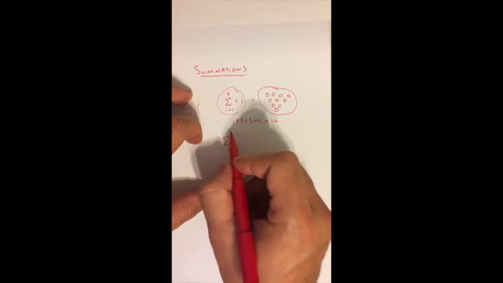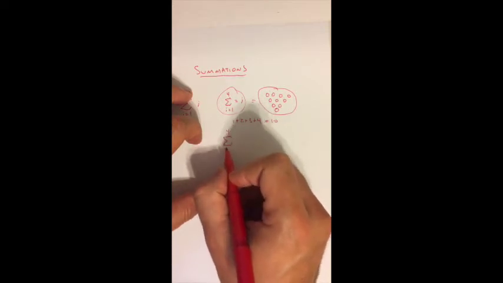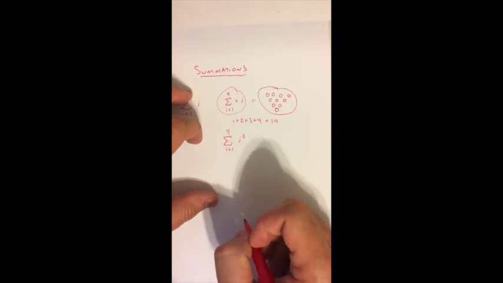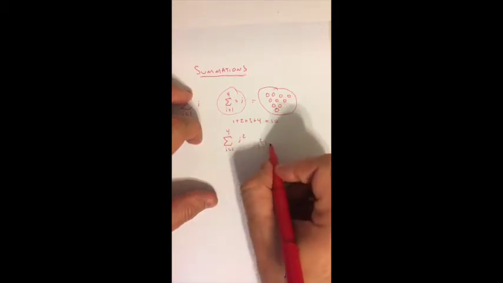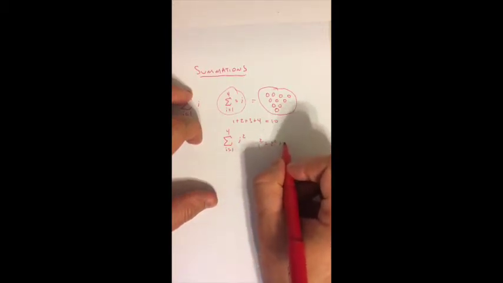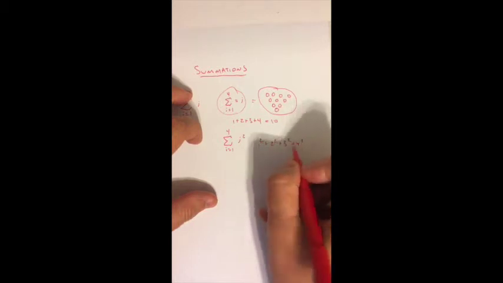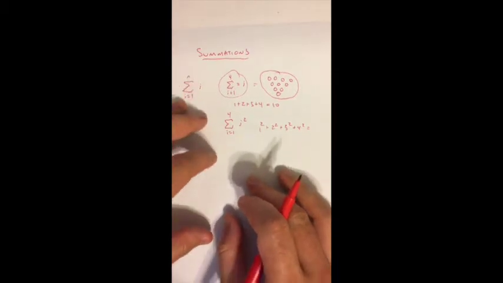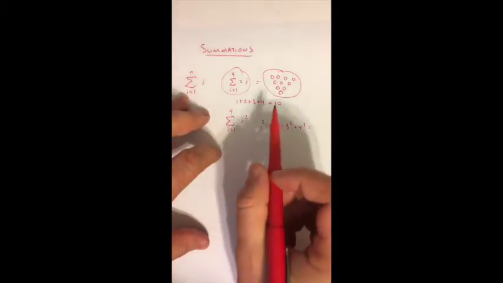So let's say you did that, but instead of just being I, you wanted to do I squared. So that would be 1 squared plus 2 squared plus 3 squared plus 4 squared. Okay? And we'll talk about how to do that later. But for right now, let's stick with the basic.